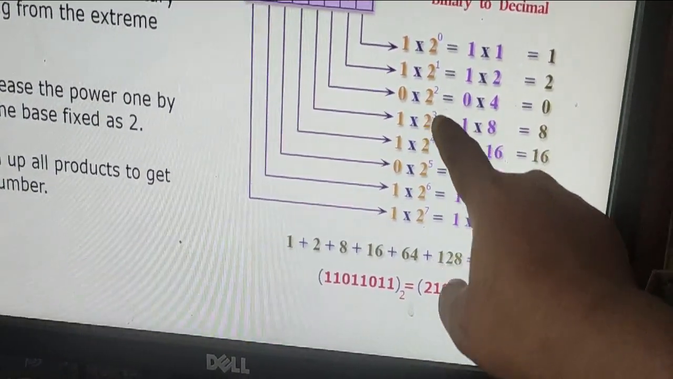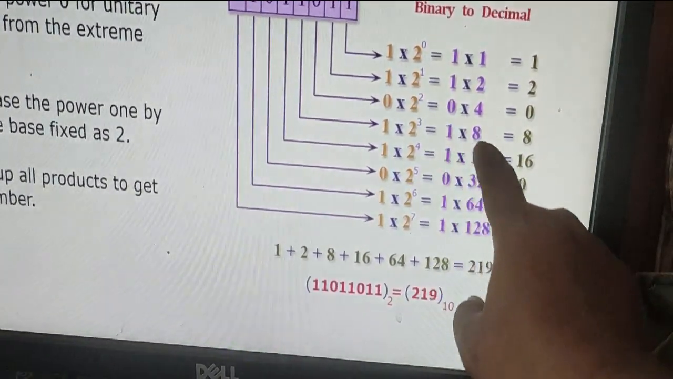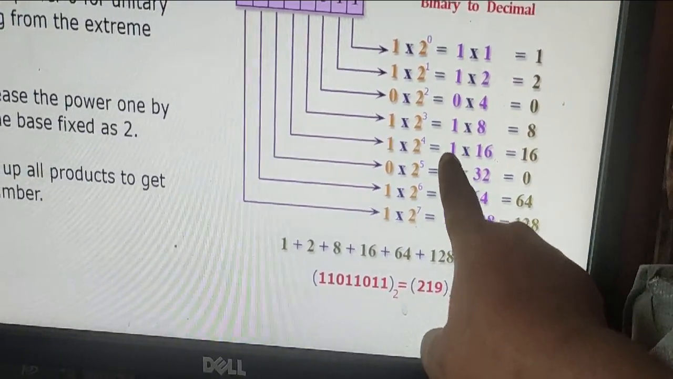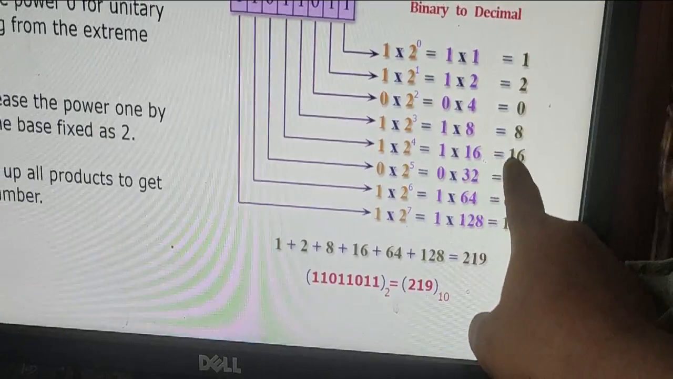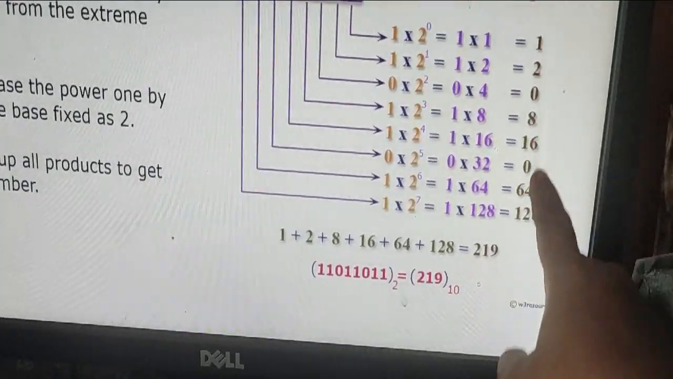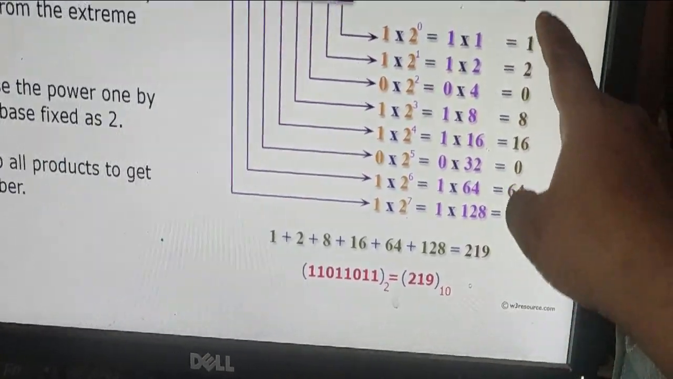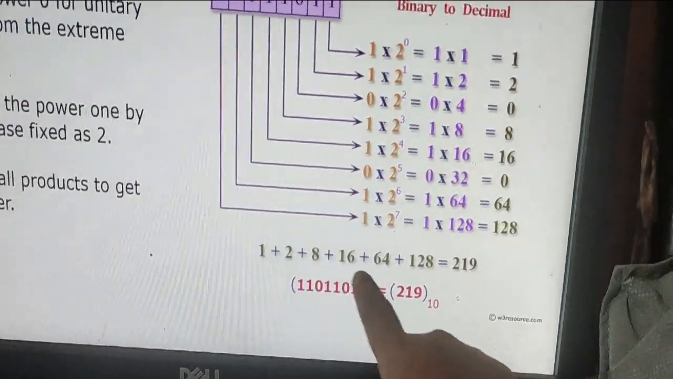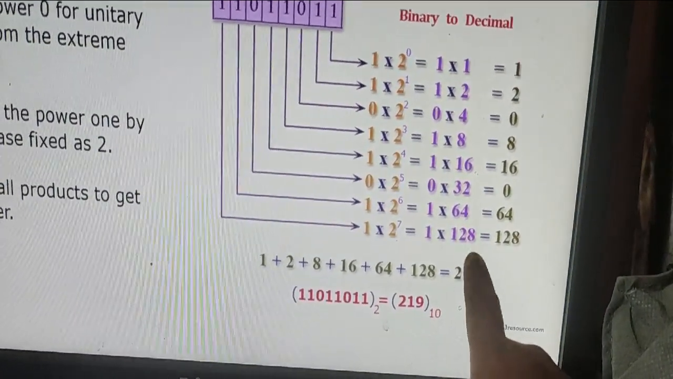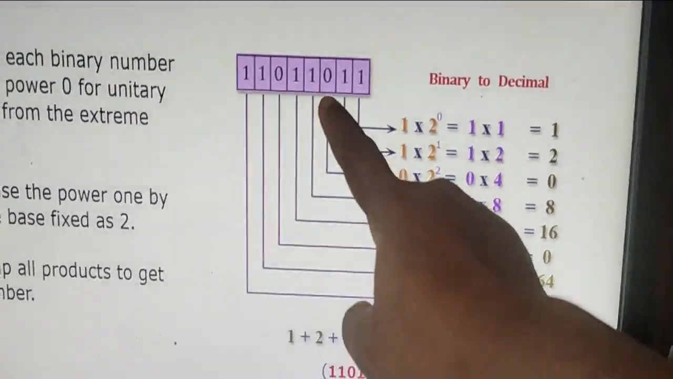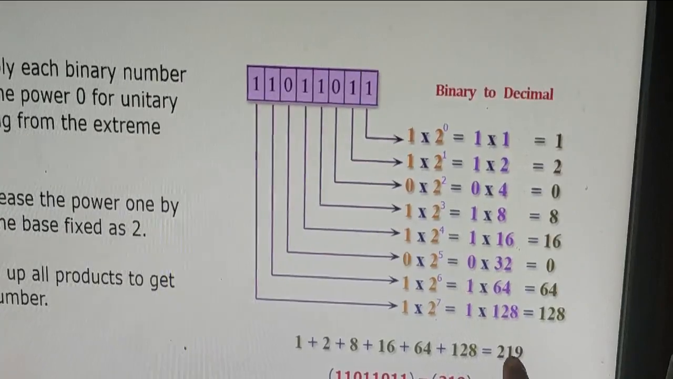Now the next number, 2 to the power 3. So 2 to the power 3 is 8. So 1 into 8 is 8. Then 2 to the power 4, 1 into 16 is 16. Likewise, we are getting these numbers. After we get all these numbers, we will sum them up. See, we are adding these numbers. So what is the answer? That is 219. So this binary number is converted to a decimal number.